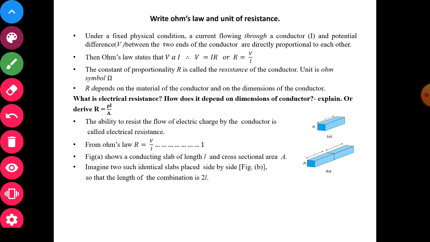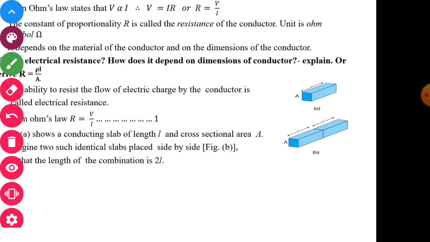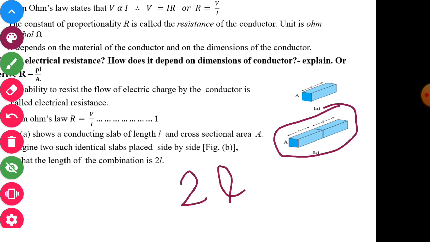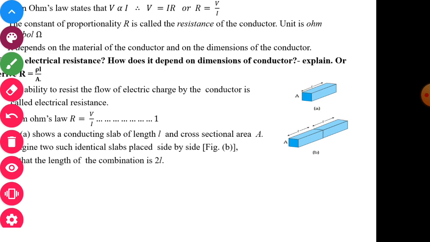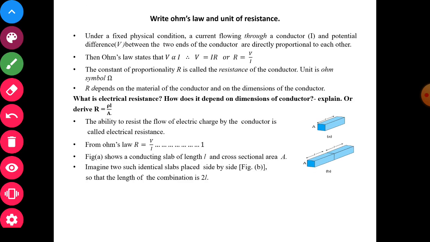Now consider a slab of the same size, shown in figure B, which is kept side by side. One has length L and area A, then a similar slab of length L and area A is kept close to the first one, as shown in figure B. So the total length of the combination becomes 2L.